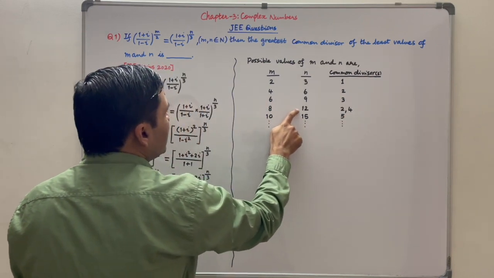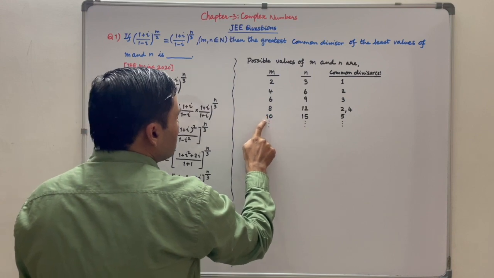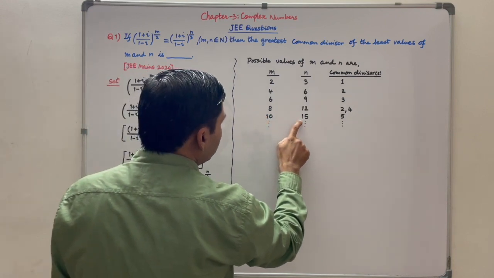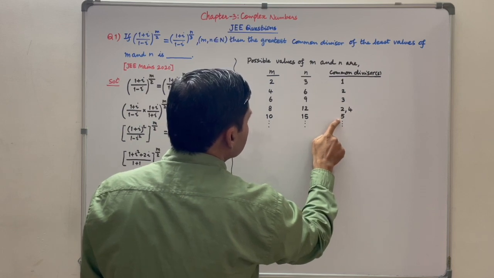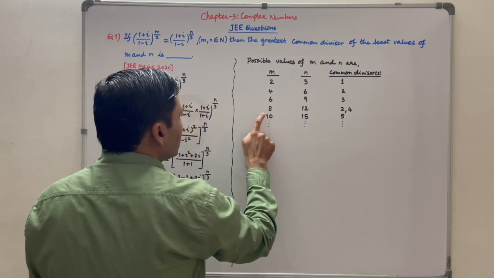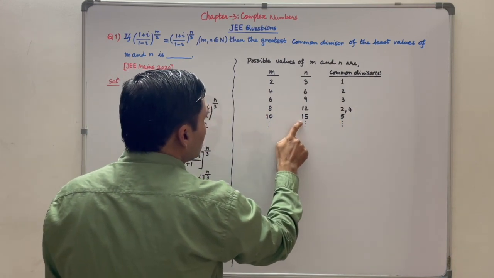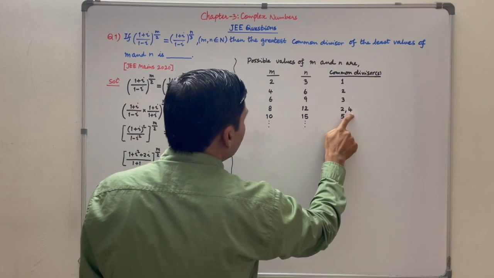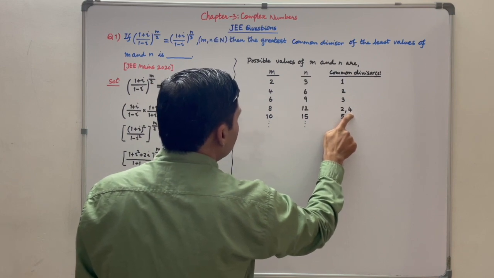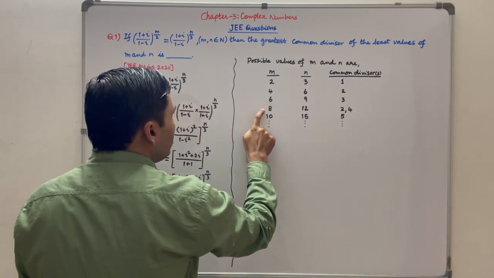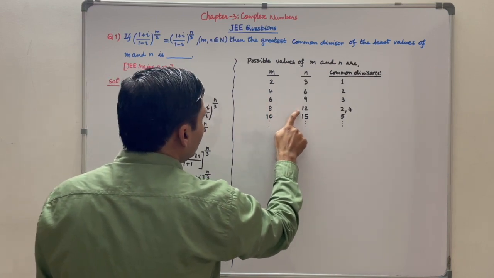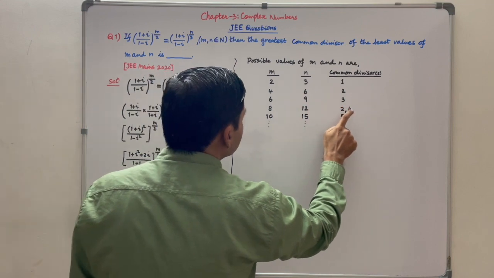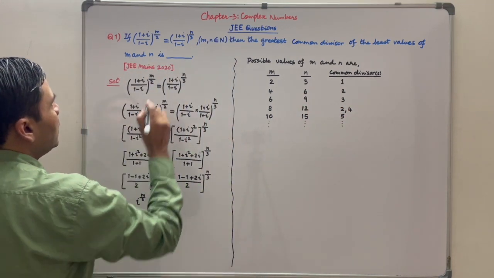Let us look out for the next one. When m is equal to 10 and n is equal to 15, common divisor is 5. This looks like the greatest common divisor, but it is not for the least values of m and n. So our answer is 4. 4 is the greatest common divisor for the least values of m and n, where m is equal to 8 and n is equal to 12. So our answer is 4. So we will fill 4 here.